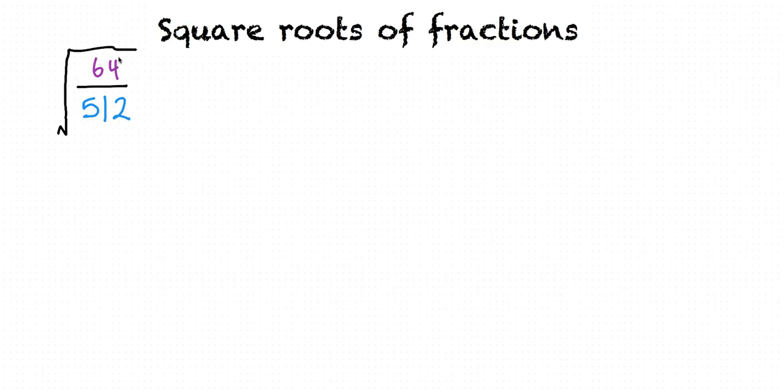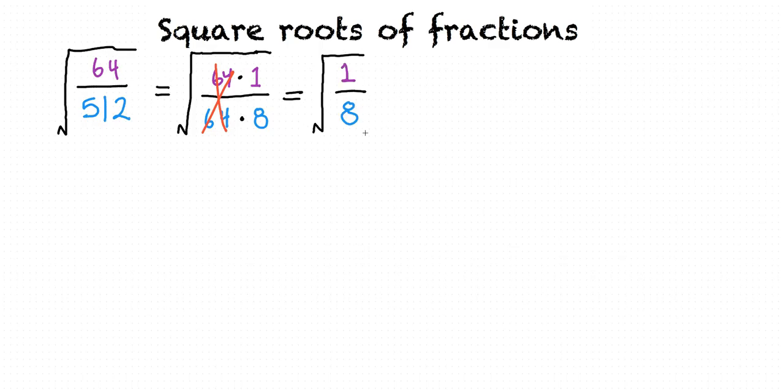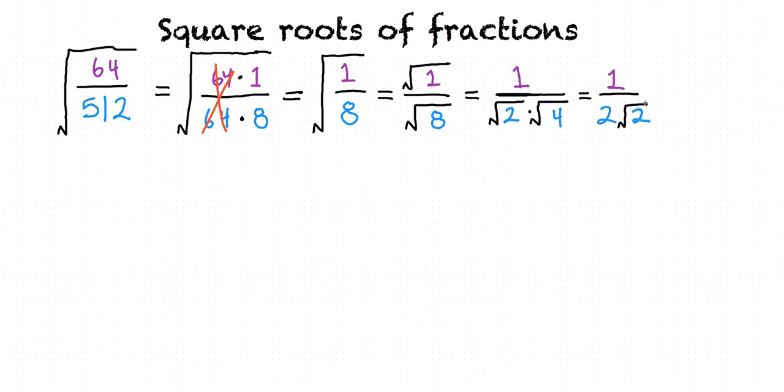First, let's simplify the inside of our fraction and then take the square root. This inside fraction could be written as 64 times 1 over 64 times 8, and since 64 is a factor of both the numerator and the denominator, they can cancel each other out, leaving us with the square root of 1/8. If we want to simplify this further by applying the square root, we can apply the square root to both the numerator and the denominator to get the square root of 1 over the square root of 8, which then equals 1 over the square root of 2 times the square root of 4, which can be written as 1 over 2 square root of 2.